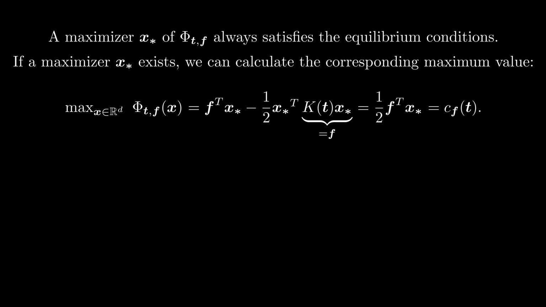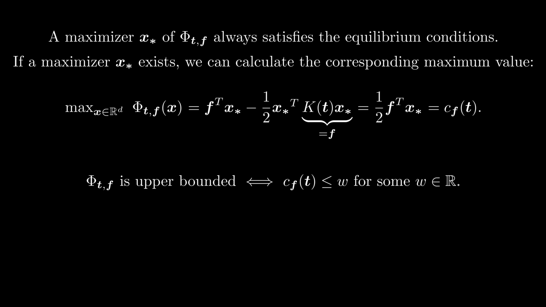A thing that you should remember here is that this function phi is upper bounded if and only if the compliance, so C f of t, is upper bounded by a number w. This implies that for a specific bar volume vector t, there exists a maximizer of the function phi, which is the displacement vector that satisfies the conditions of equilibrium.